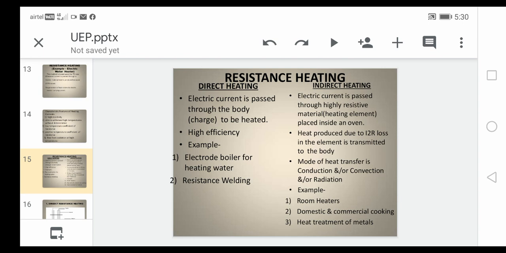In indirect heating, the mode of heat transfer is conduction, convection or radiation. In this case the efficiency is reduced, because we have to transfer the heat. Examples of direct heating are the electrode boiler for heating water and resistance welding. Examples of indirect heating are room heaters, domestic and commercial cooking, and heat treatment of metals.